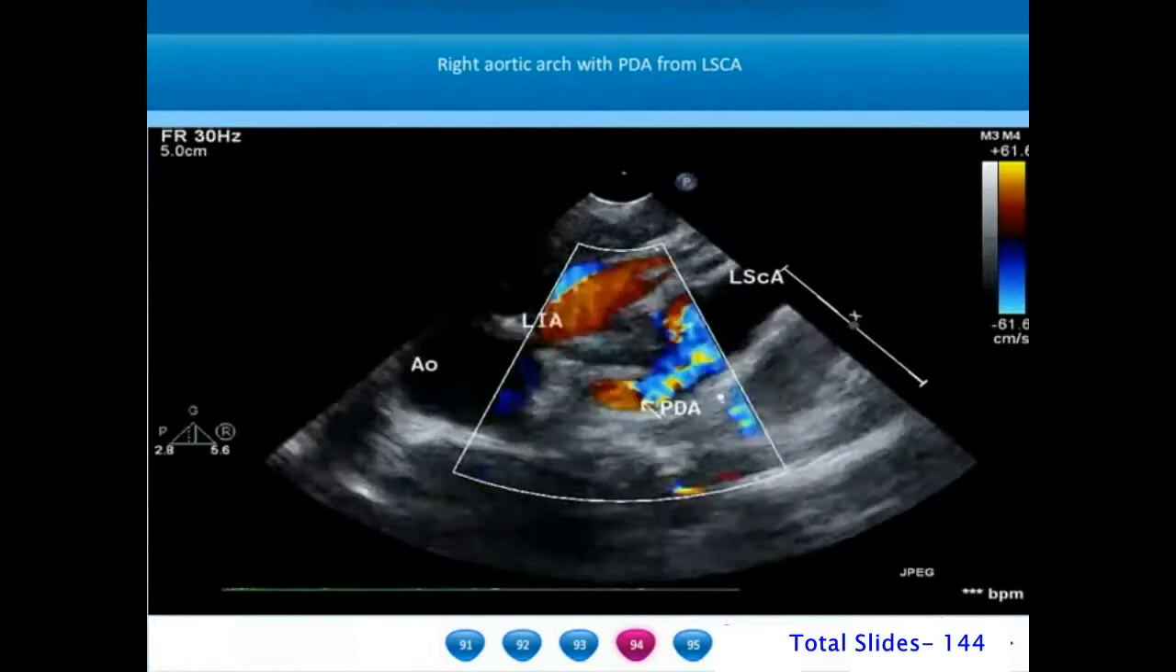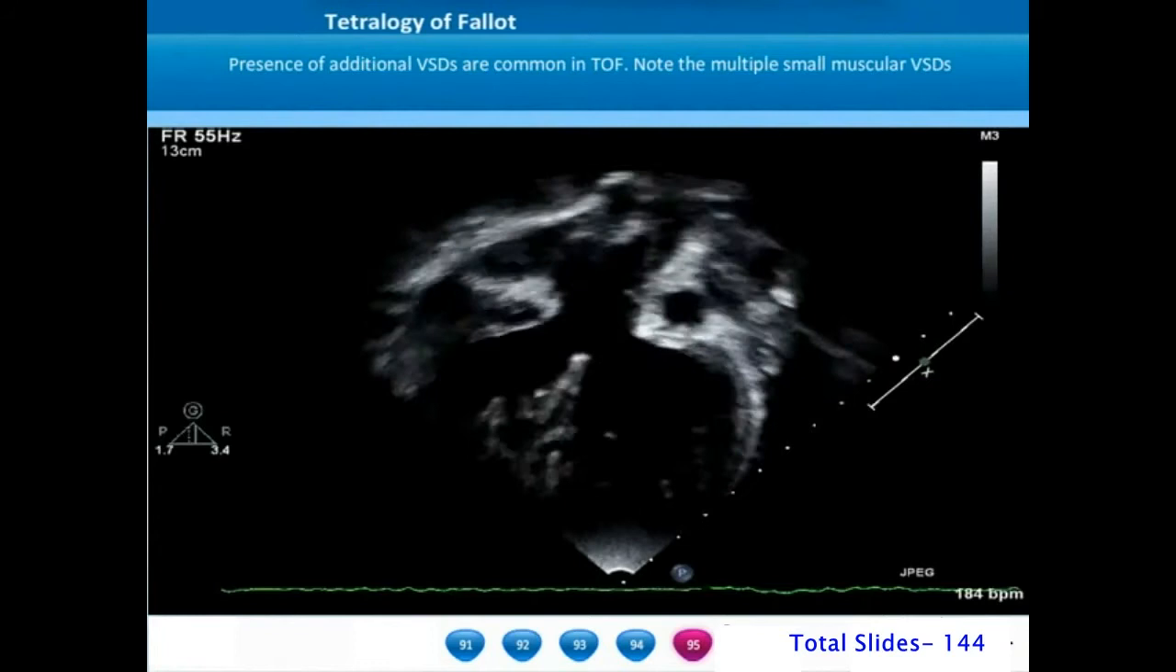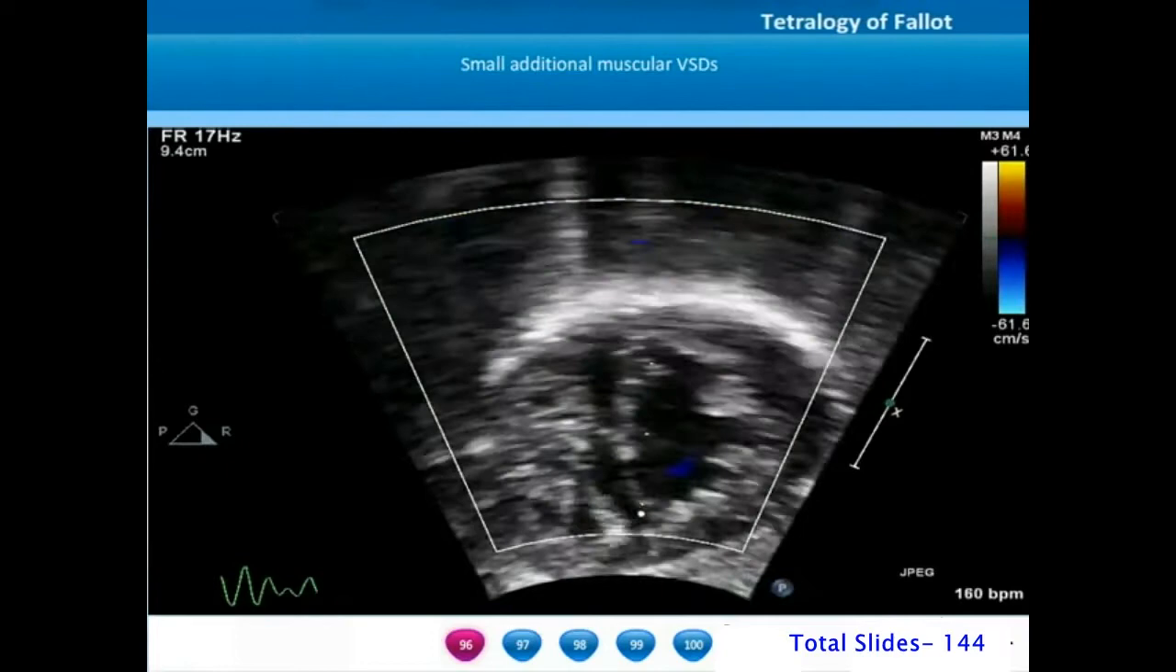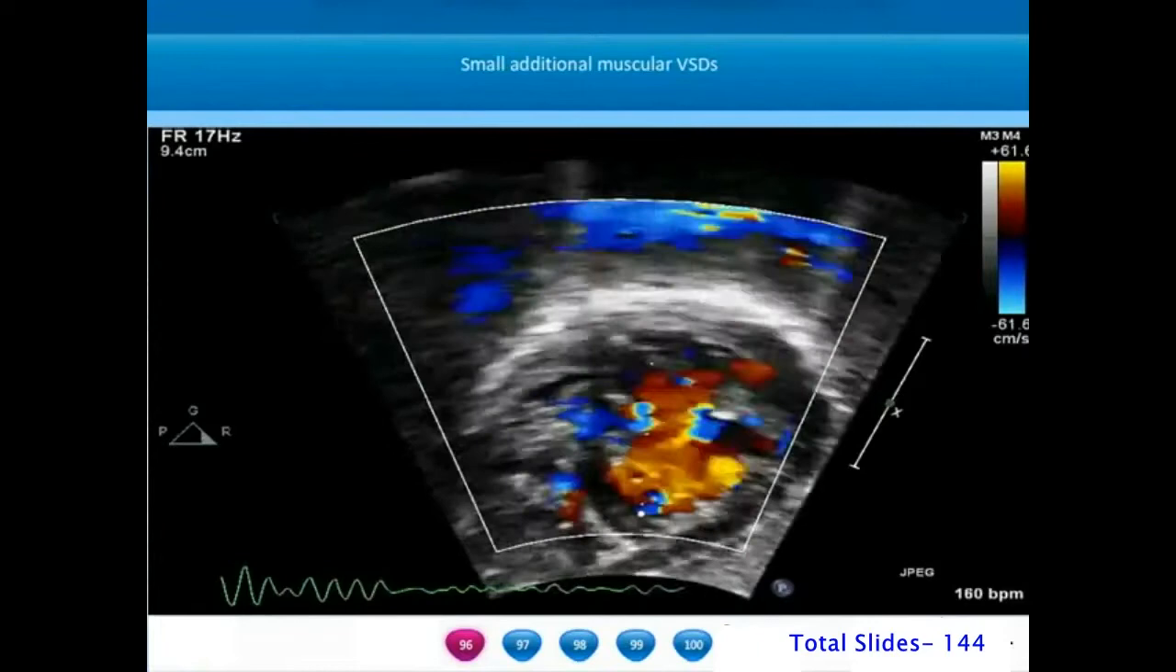Presence of additional ventricular septal defects in muscular location is seen in about 10% of patients with tetralogy of Fallot. In this apical four-chamber view, we can appreciate multiple mid-muscular small defects. On a subxiphoid short axis view, the apical septum shows multiple oblique tortuous color jets indicating a Swiss cheese apical septum. This will be multiple apical muscular ventricular septal defects.